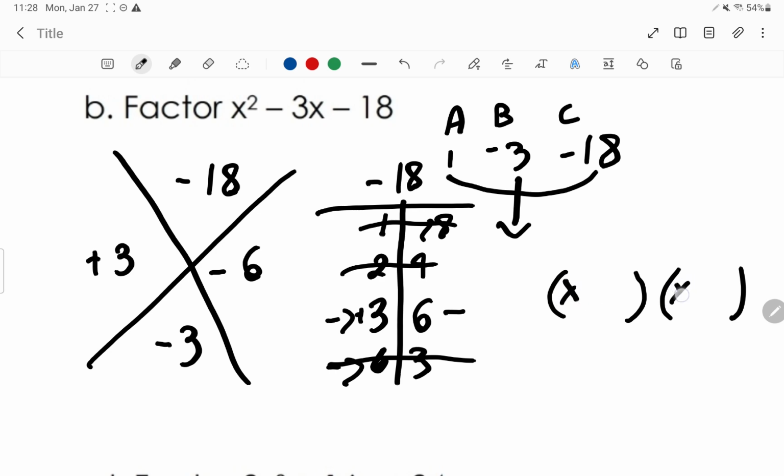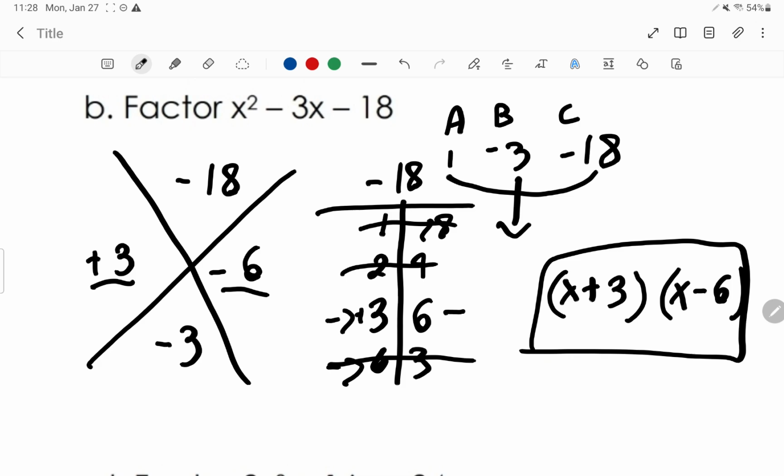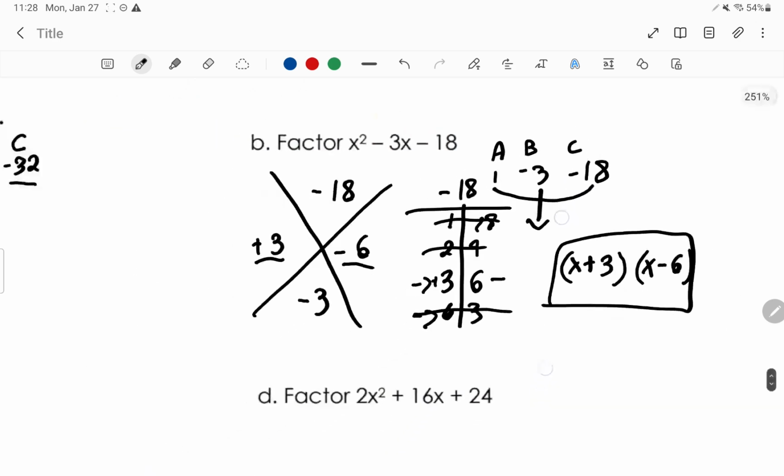We put x and x. Now I'm gonna pick one of them, which in this case is gonna be the 3, and I put a plus. And then I'm gonna pick up the 6, and I put a minus. Those are my two factors that I just solved for. All right, let's go on to the next one.